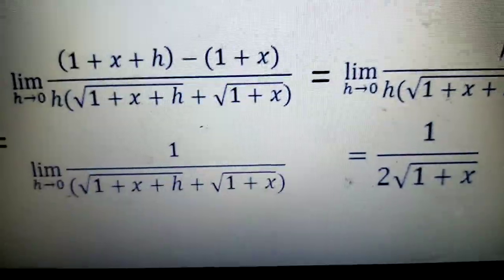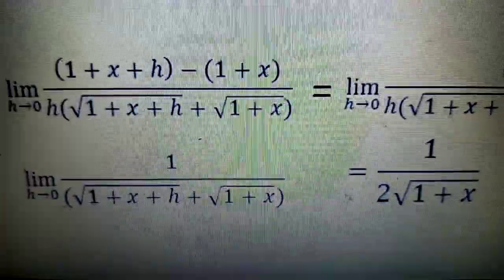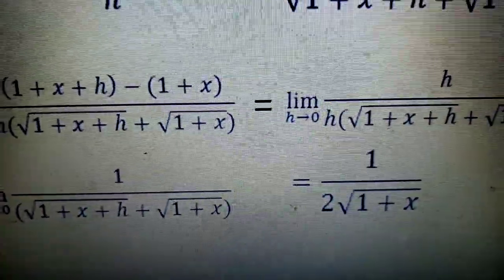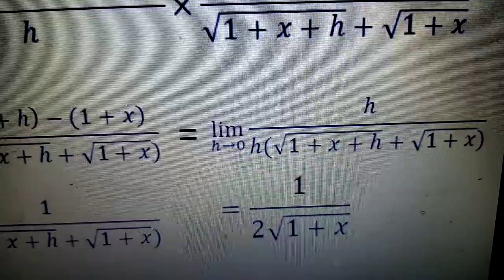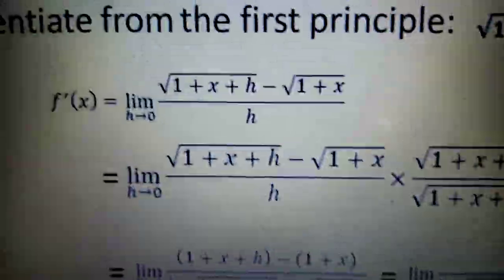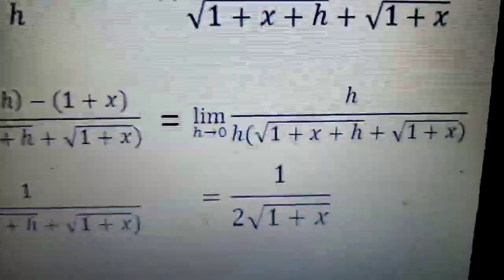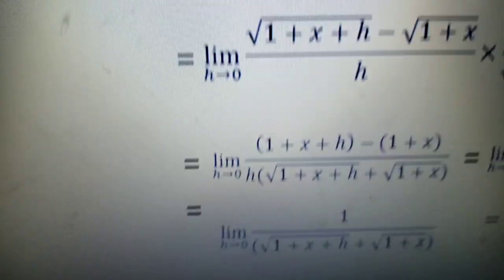Now we can completely put the value of h as 0. So putting this in, we have 1 over square root of 1 plus x plus square root of 1 plus x, which equals 1 all over 2 square root of 1 plus x. So that means the gradient function of the function square root of 1 plus x is 1 all over 2 into square root of 1 plus x.